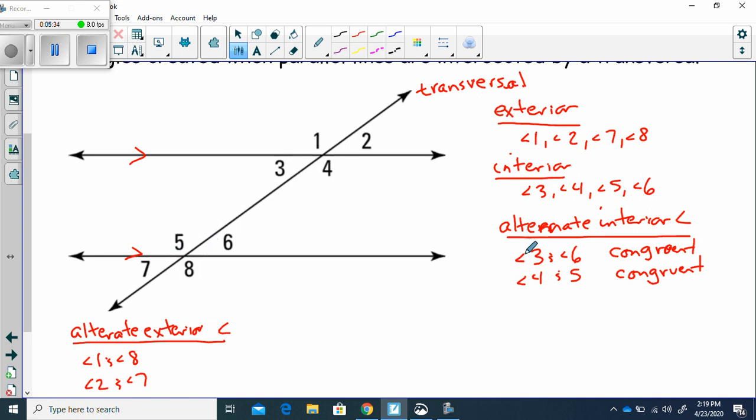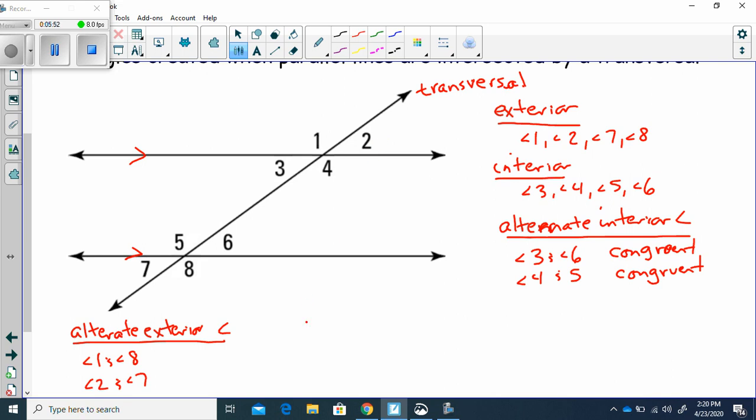Okay, so we know about alternate interior angles, they're congruent. Angle 3 and angle 6 are congruent. Angle 5 and angle 4 are congruent. Alternate exteriors, angle 1 and angle 8 are congruent. Angle 7 and angle 2 are congruent.